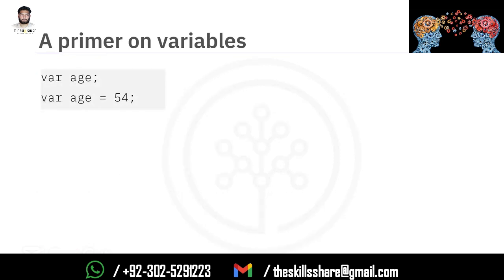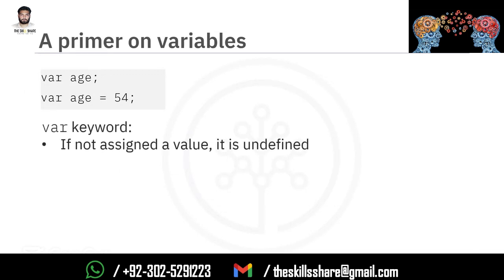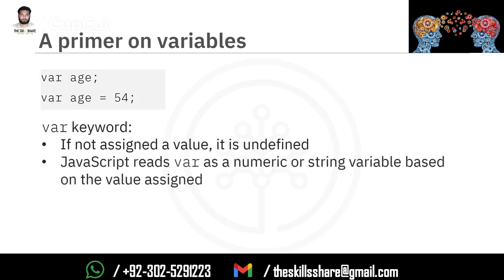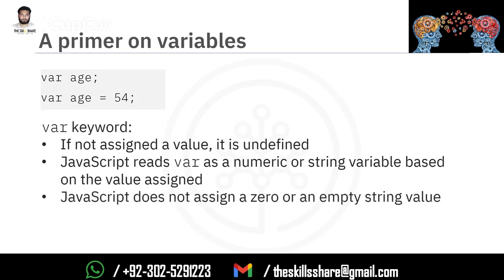Be careful about not initializing variables and not assigning them a value. If a variable is not assigned a value, then the value is not 0 or an empty string or any other default value. The variable value is undefined. Remember that the only keyword is var, and JavaScript has no way to know whether the variable is numeric or a string or anything else until you provide a value. Therefore, by default, it cannot decide whether to assign a 0 or an empty string.